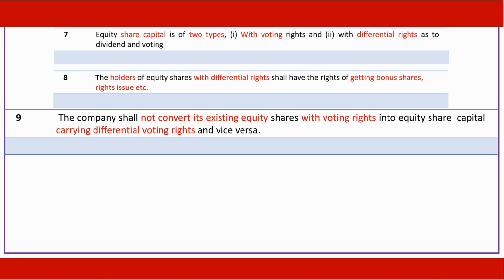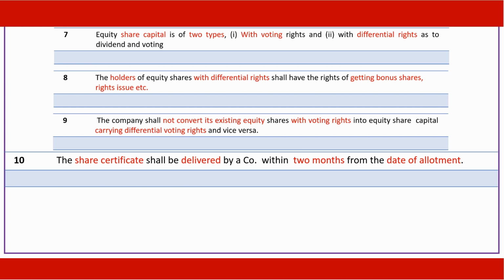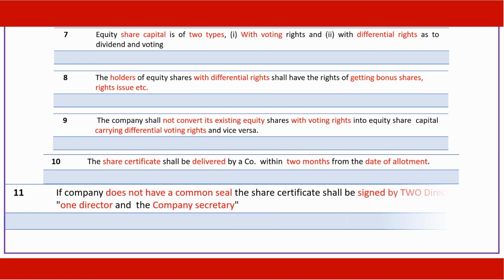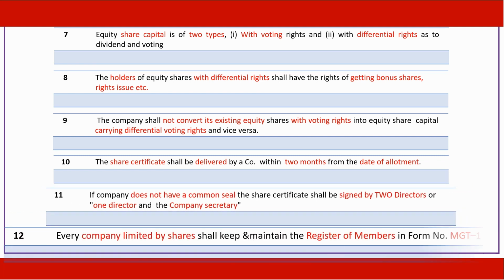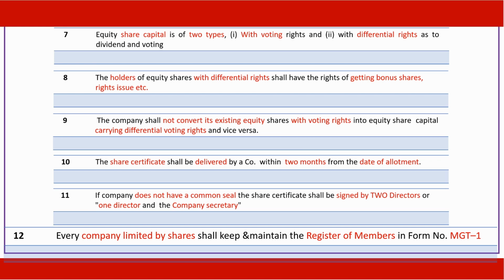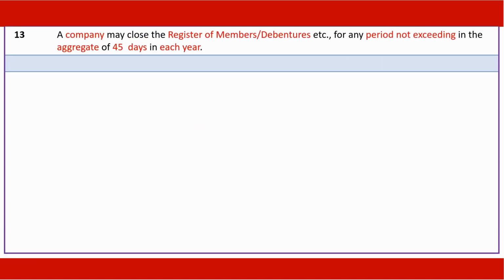Any share certificate to be delivered by the company within 2 months from the date of allotment. Wherever the company doesn't apply the common seal, the share certificate has to be signed by 2 directors jointly or by a combination of 1 director and the company secretary where there is one. Every company limited by shares will maintain its register of members in form number MGT1. A company may close its register of members for a maximum period of 45 days in aggregate in each year.